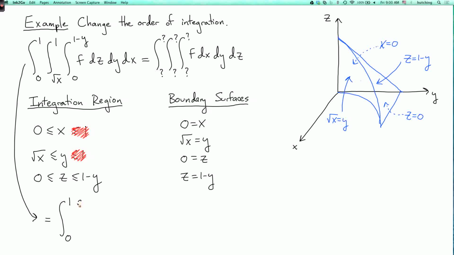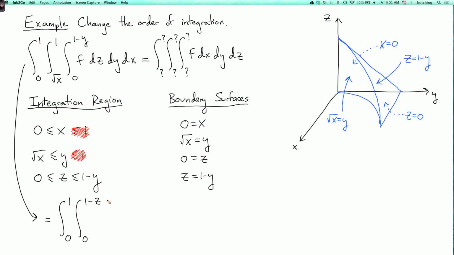Now, for the next integral, we have to say, if z is fixed, then what are the possible values of y? Now, the inequality here tells us that y is greater than or equal to the square root of x. We don't know what the square root of x is, but we do know that it's greater than or equal to 0. So y is greater than or equal to 0. Well, this inequality, if we rewrite it, it tells us that y is less than or equal to 1 minus z. So the largest possible value of y is 1 minus z.